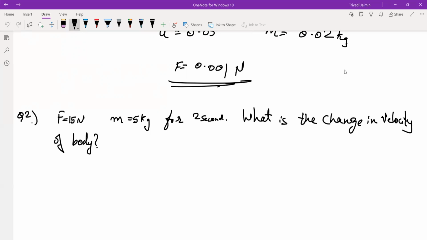Sir, they're asking for v minus u, which is a into t. F equals ma. Mass is 5 into... Oh no, a we need to find out. F is 15, so a is 3.